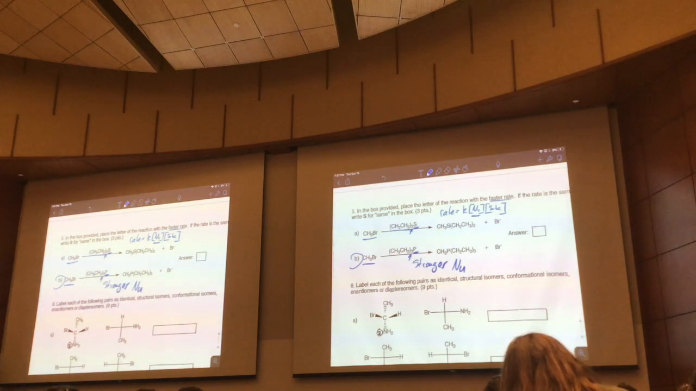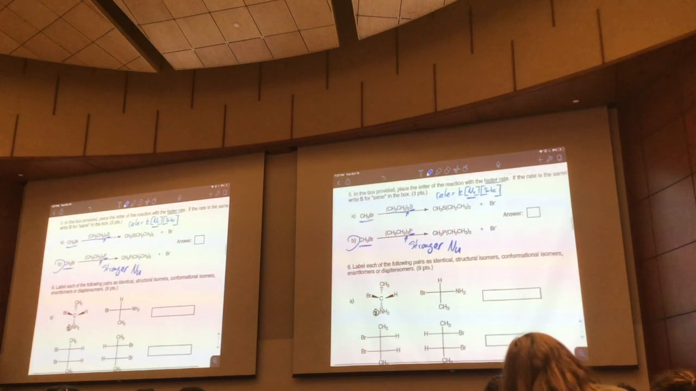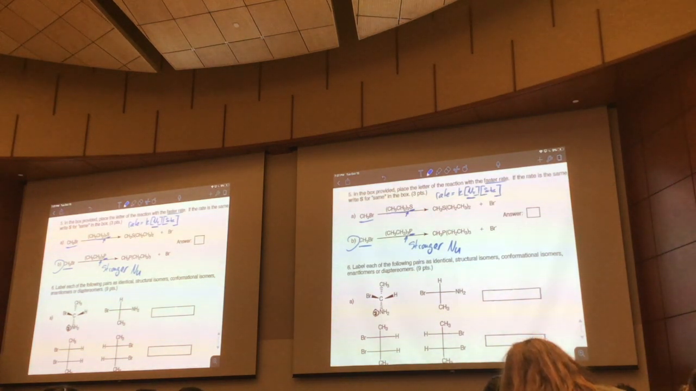The strength of the nucleophile or the base matters a lot. So the one with the stronger nucleophile is going to proceed faster or slower? Faster. Which one is that, A or B? B.